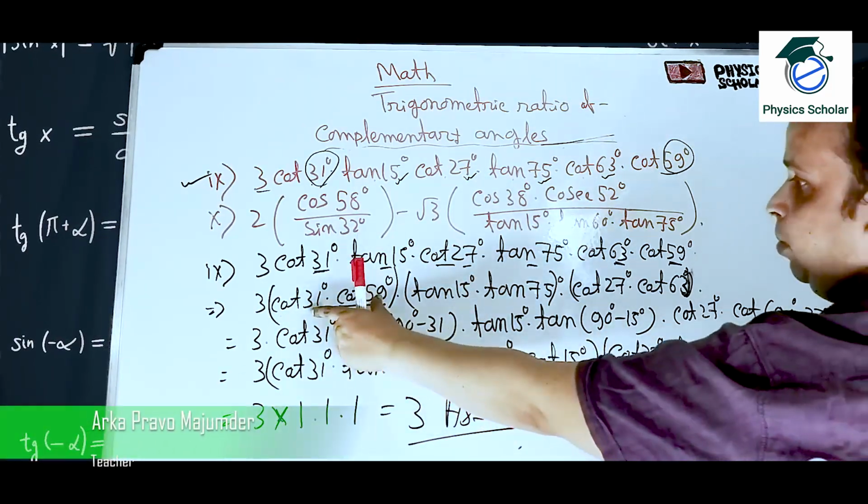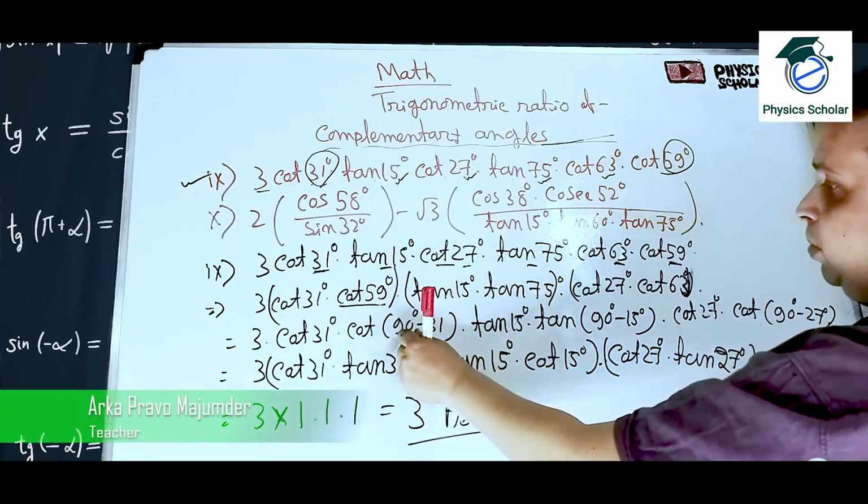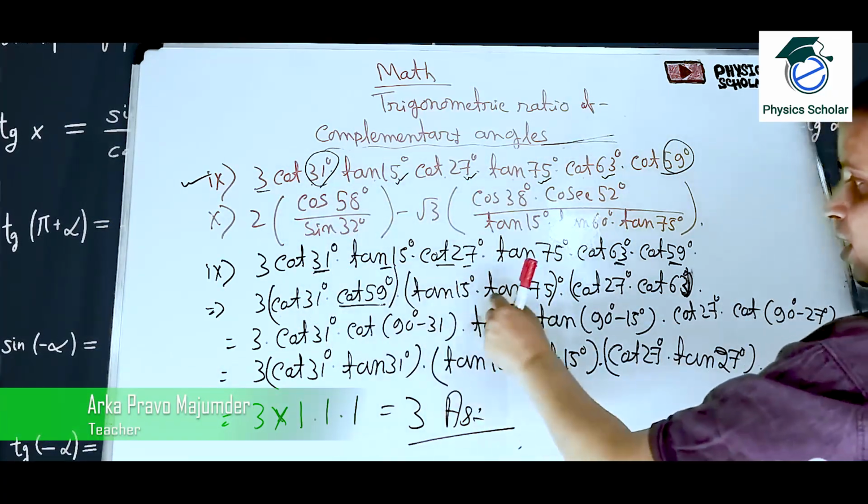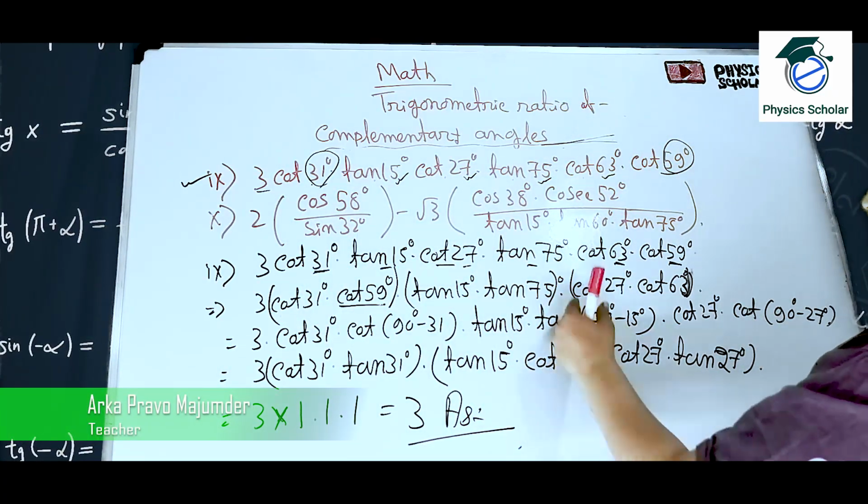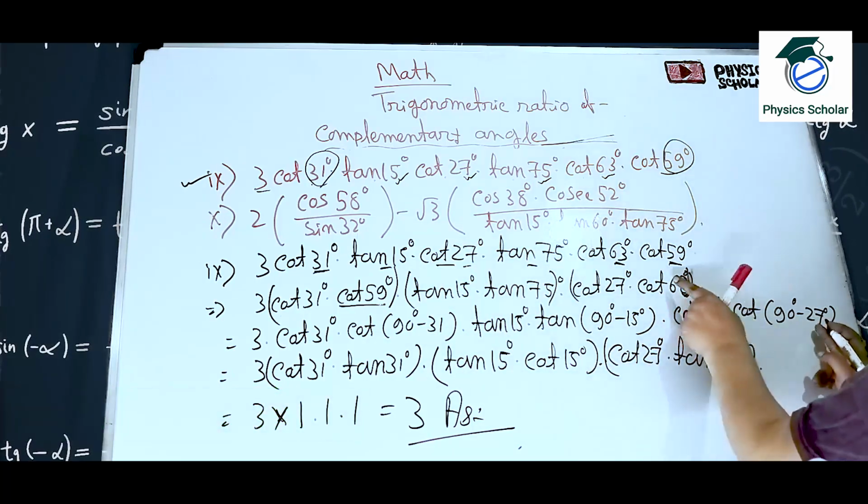Okay, as the summation is 90 degrees, the other angle can be expressed as 90 degrees minus the first angle. Clear? So it is 90 degrees minus that angle. It is also 90 degrees minus this angle.